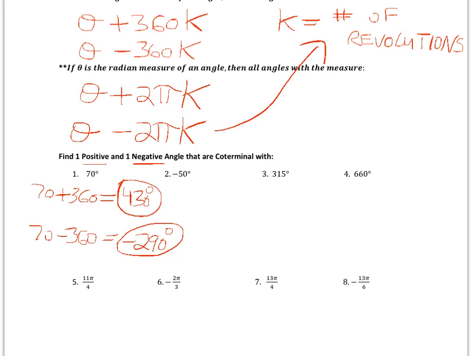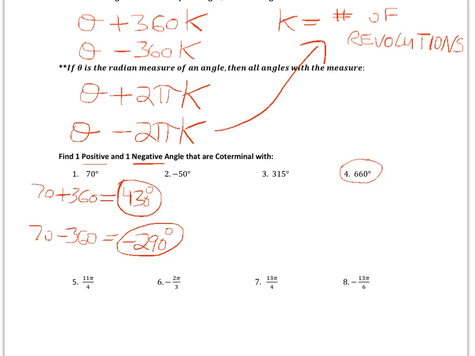All right. Let's skip to number 4. Now, number 4, the first thing you notice, it's not within 1 revolution. It's going to be easier to deal with degree measures when it's between 0 and 360, because you know exactly where it lies.